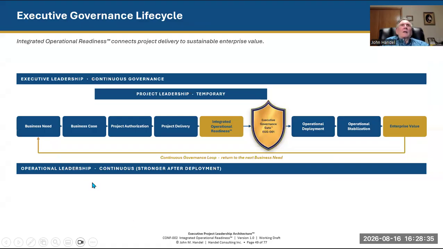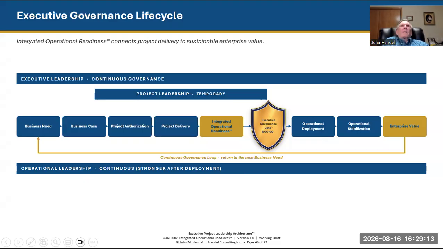So in the executive governance life cycle, you can see here, executive leadership is there from the business case all the way out to achieving enterprise value. That's a constant. They're there all the time. The project, on the other hand, is a temporary endeavor. It's got a start time and an end time, and usually it ends somewhere around the approval of the gate review. Operational leadership is continuous, but after the gate review, they have increased capacity due to the project.